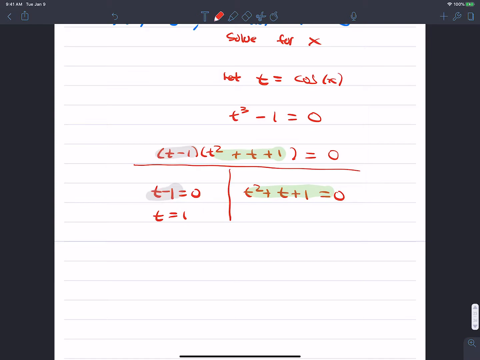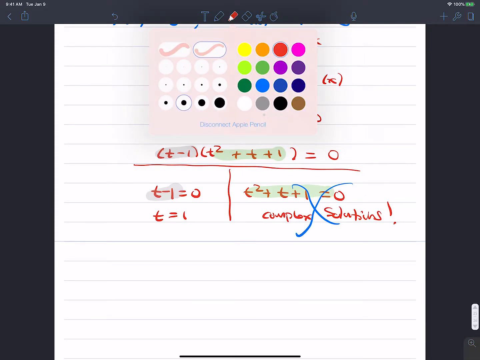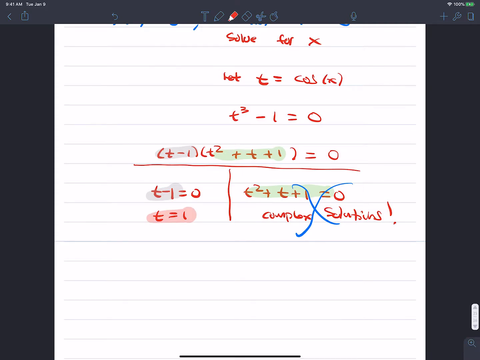We're going to use that. And the other one, if you guys notice, the t squared plus t plus 1 equals 0. Well, that's not factorable. This gives you what's called complex solutions. It's not only not factorable, your solutions are complex or imaginary. So this is calculus of real numbers, not complex numbers. So what that means for us is we get to throw this portion out. And that just means that t here is 1.